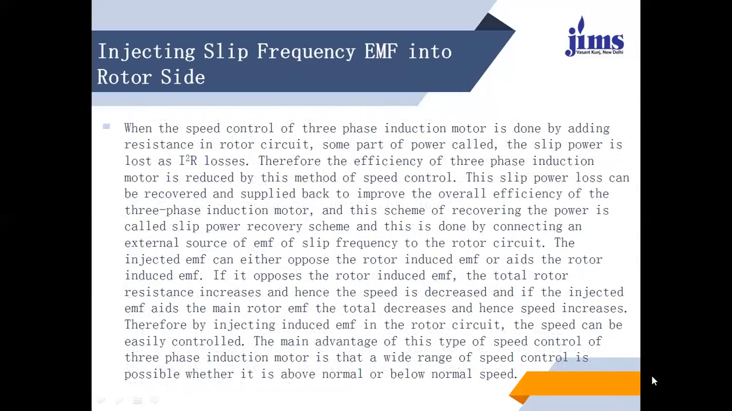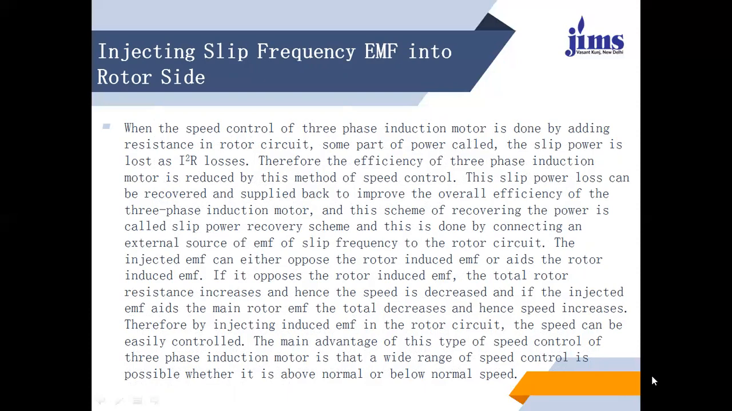Next is injecting slip frequency EMF into the rotor side. When speed control of a three-phase induction motor is done by adding resistance in the rotor circuit, some part of the power, called the slip power, is lost as I square R losses. Therefore, the efficiency of the three-phase induction motor is reduced by this method of speed control. This slip power loss can be recovered and supplied back to improve the overall efficiency of the three-phase induction motor, and this scheme of recovering the power is called the slip power recovery scheme. And this is done by connecting an external source of EMF of slip frequency to the rotor circuit.